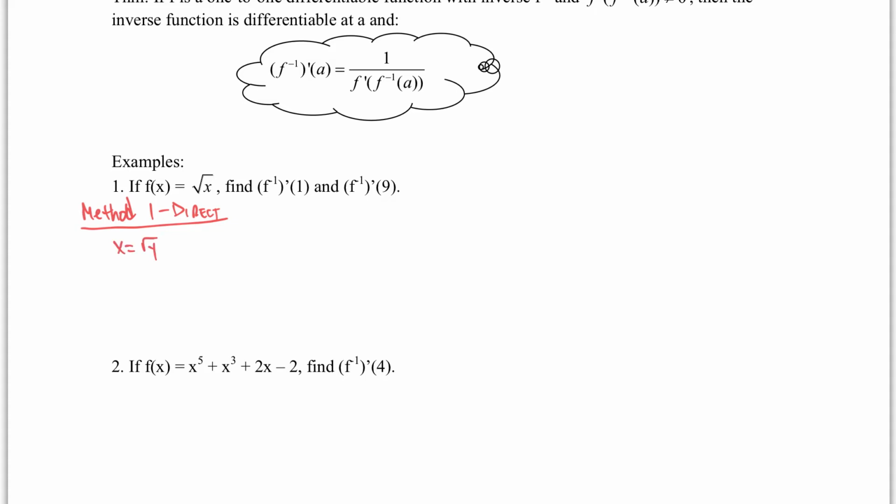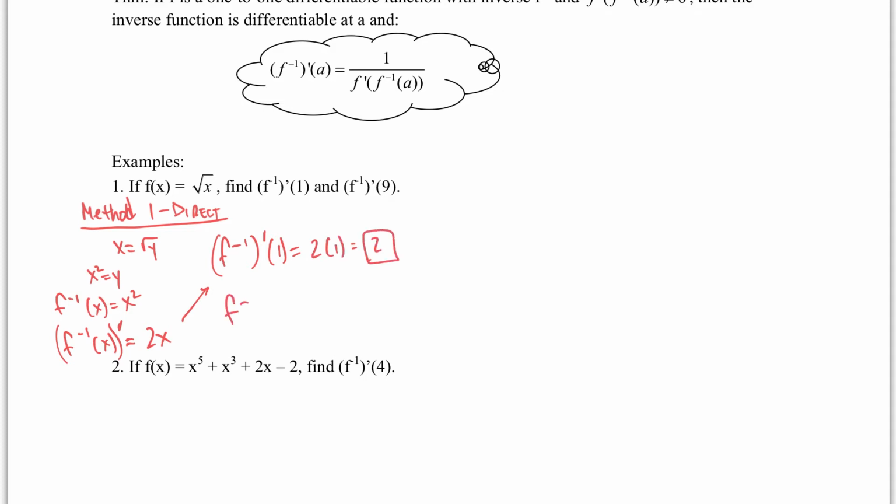I switch the x and y, so I end up with x squared equals y. So that means the inverse of x equals x squared. Now I'm going to take the derivative of this, and I'll get 2x. So now I need the inverse derivative at 1, so I just plug this in. 2 times 1 gives me 2. Now I need the inverse derivative at 9. 2 times 9 gives me 18, and I'm done.